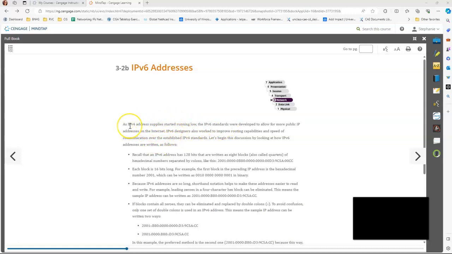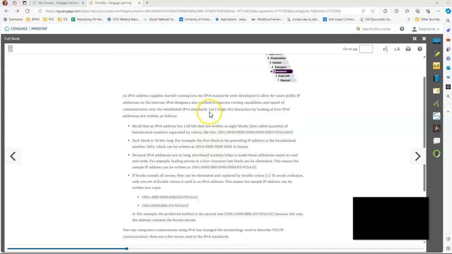And we know that IPv4 addresses have 32 bits. That's not very much, right? So we have 4.3 billion addresses that we can assign. With all of the items and devices, everything that's connected, our IP addresses were running low. Even using tricks like private IP addressing and network address translation, we're just running low. So IPv6 standards were developed so that we can have more public IP addressing.